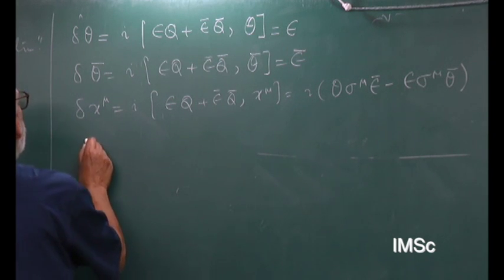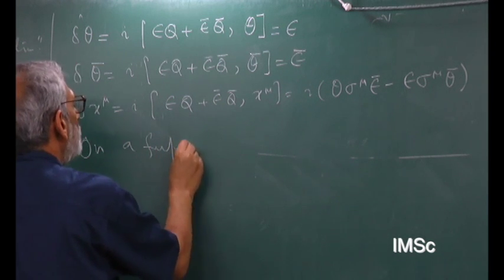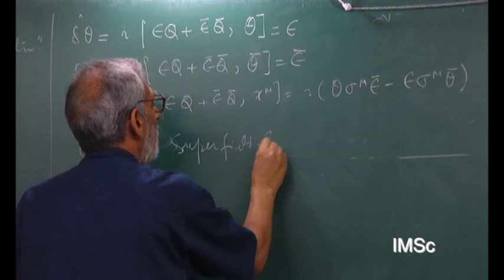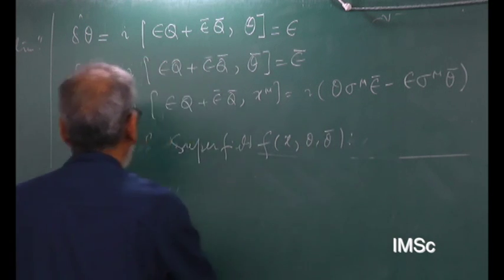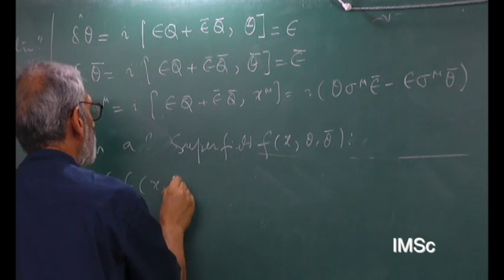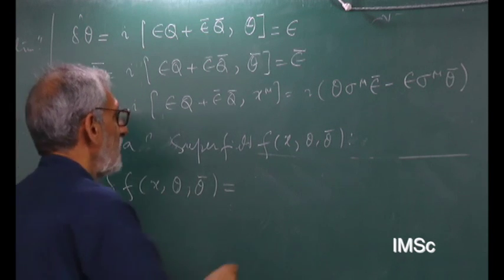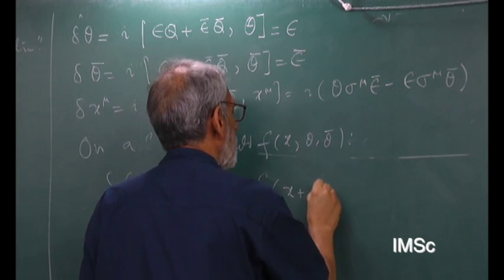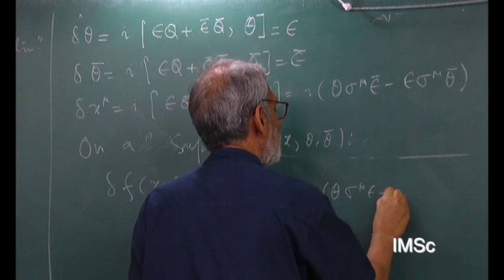And on a superfield f of x, theta, theta bar, this transformation would act as the change of the superfield, which is the value of the superfield at x plus transformed x.